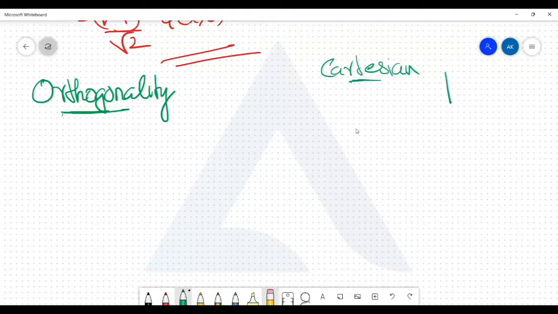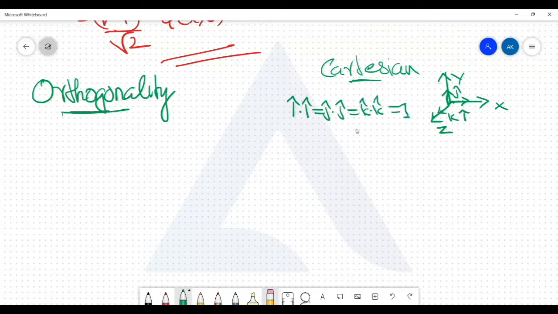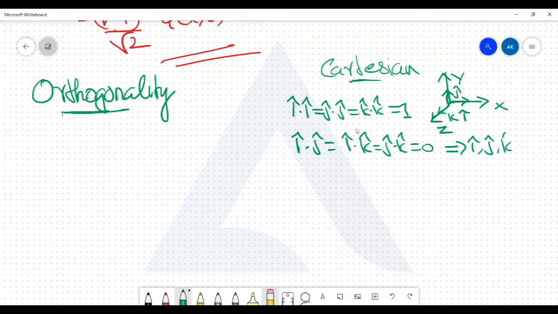You know that in Cartesian we have 3 coordinate axes, x, y, and z, and they are characterized by their position unit vectors i, j, and k. And you know that i dot i equals j dot j equals k dot k. If you take, you get 1. If you take the cross terms i dot j, i dot k, or j dot k, you get 0, which means i, j, k are mutually perpendicular. That is, they are orthogonal.